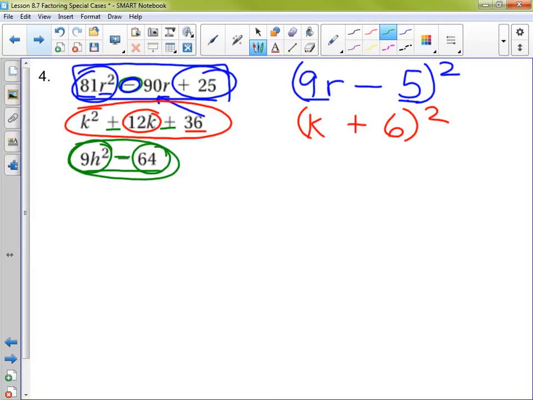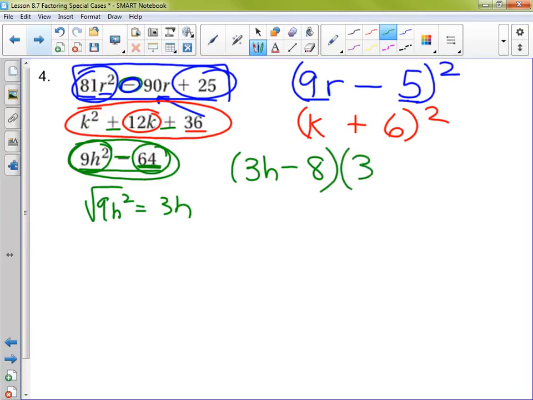And to find the answer, you take the square root of 9h squared, and that gives you 3h. So your first term is 3h. You take the square root of 64, and that's 8. Now, because this special case is the difference between two perfect squares, you have to have this one with minus, and the same exact numbers with plus, and that's it. That's your answer.